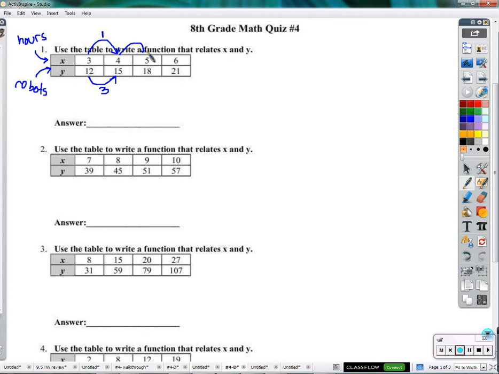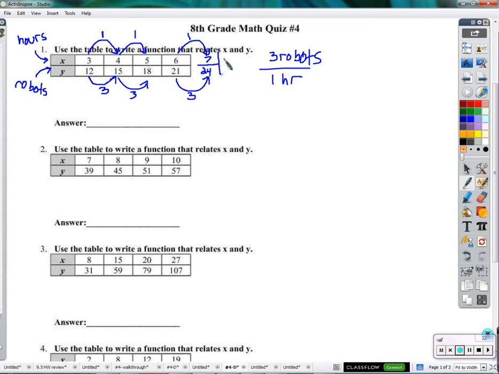Well, let's see what happens in another hour. 1 more hour, I go from 15 robots to 18 robots. 3 robots that I built in that hour. So I can see pretty quickly I'm building 3 robots per 1 hour. So if I wanted to predict how many robots I've made after 7 hours, easy enough. Well, that's 1 hour after 6 hours. And I've been building them 3 robots per hour. So in this 1 hour, I should be able to build 3 more, which takes me from 21 to 24.